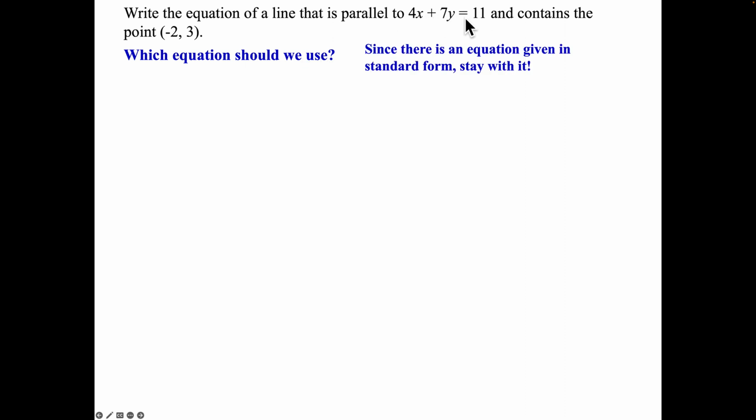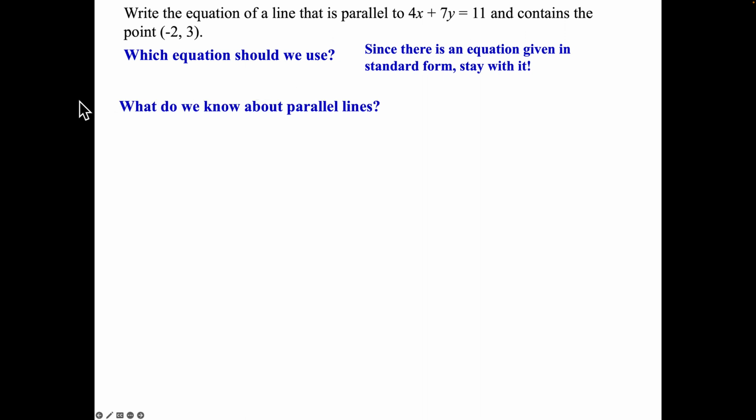Okay, next, write the equation of a line that is parallel to the equation 4x plus 7y equals 11 and contains the point -2, 3. Well, which equation should we use? I hate to tell you this, but since they gave us standard form, you might as well stay in standard form.